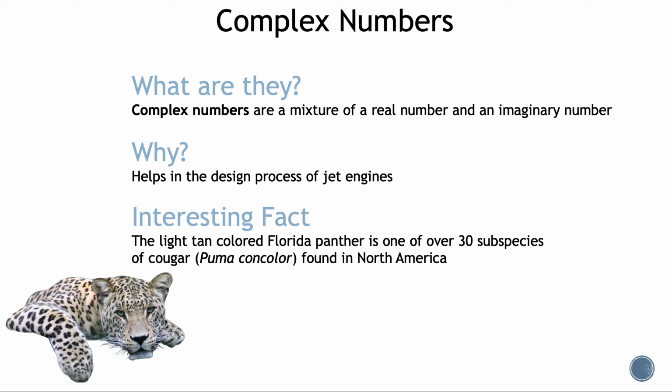Interesting fact, the light tan-colored Florida panther is one of over 30 subspecies of cougar, or the species name Puma concolor, found in North America.